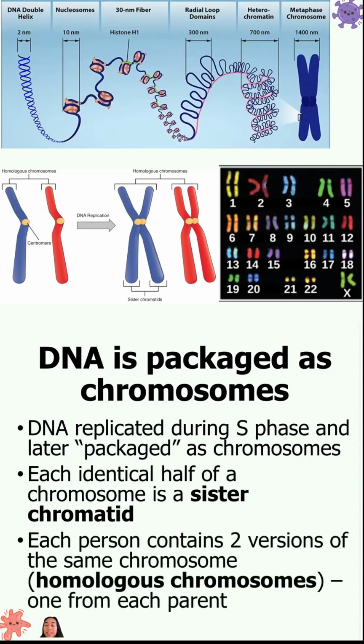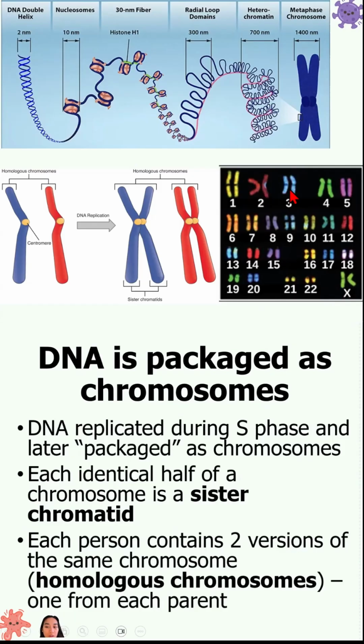Now, it gets even more complicated because each person, at least in humans, each person contains two versions of the same chromosome. So, for example, we typically number the chromosomes to make it easier. So I have chromosome number 1, chromosome number 2, all the way through 22, and then the sex chromosomes. And each person has two versions. So this diagram right here is showing non-replicated chromosomes. So this is one chromosome, this is another, this is one chromosome, and that's another.